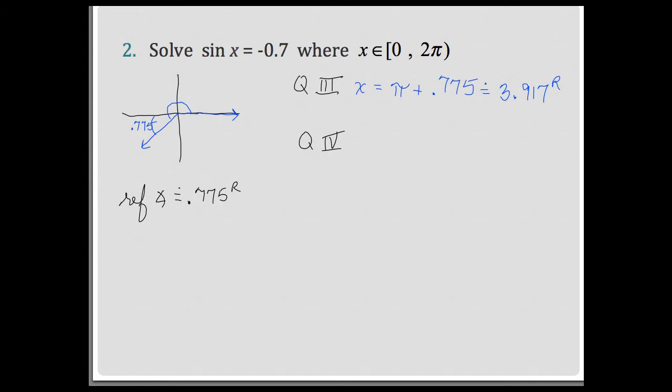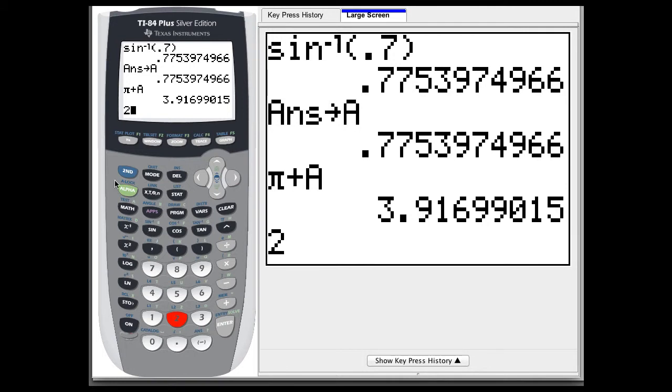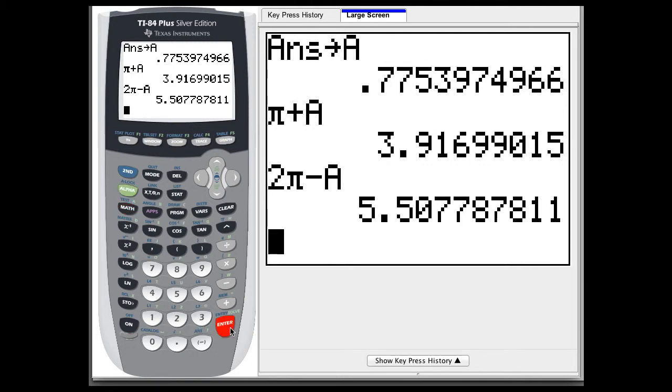Our second answer is going to lie in the fourth quadrant. So you're starting here, and you're going all the way around. This big angle here, this angle squeezed in the middle there, that's your 0.775. So to get our answer, we're starting at 2 pi, and we're backing into the fourth quadrant 0.775 radians. So we have 2 pi minus that, and we get approximately 5.508.